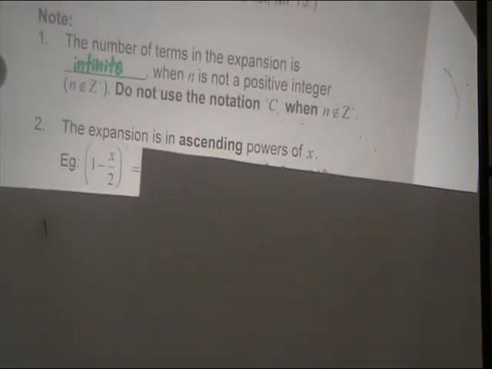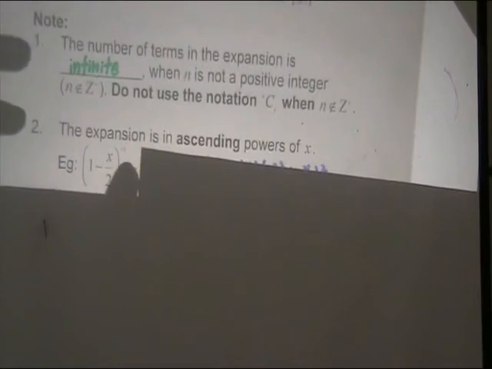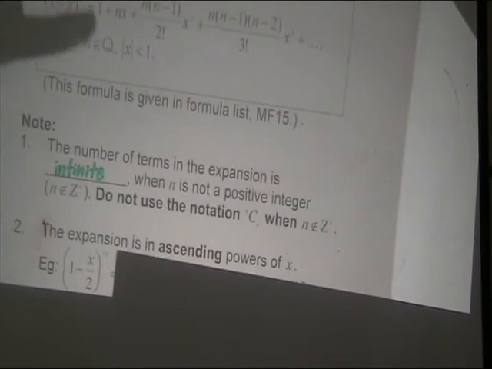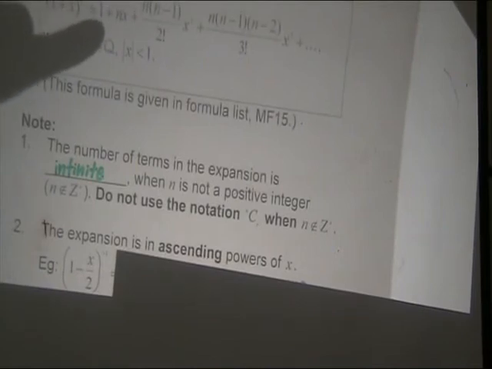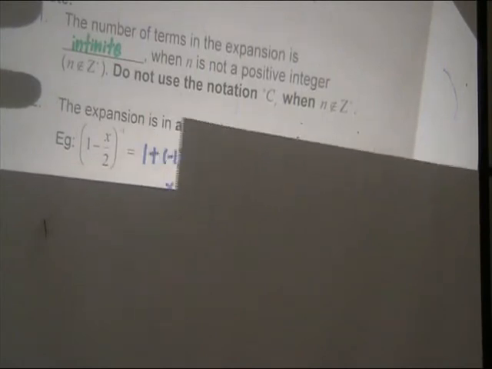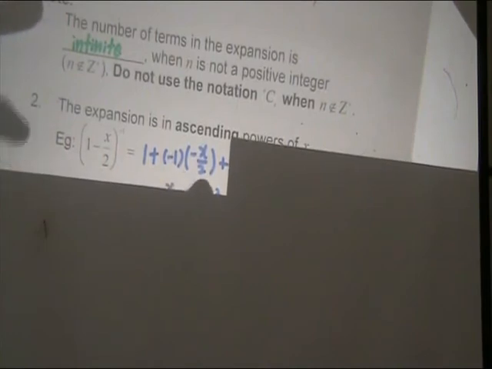We have 1 minus x over 2 to the power of minus 1. So in this case, n is equal to minus 1. Looking at the formula, when I expand it, my first term I'll get 1. Second term, I'll get nx. So I will have minus 1, and my x in this case is actually minus x over 2. So this is my first term, and my second term, this is n times x.